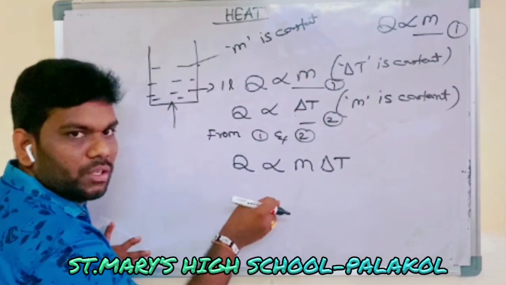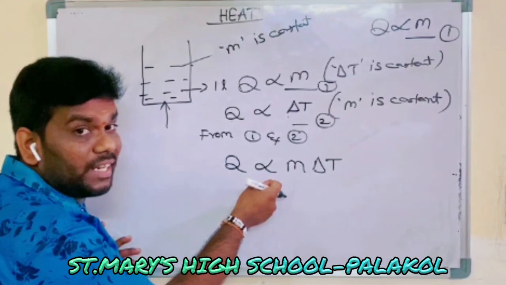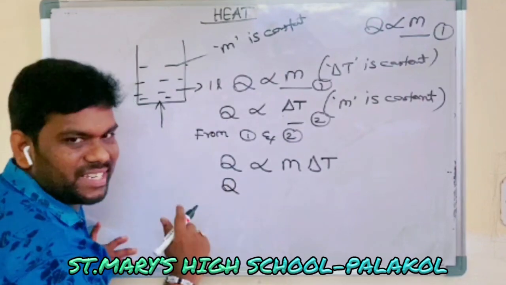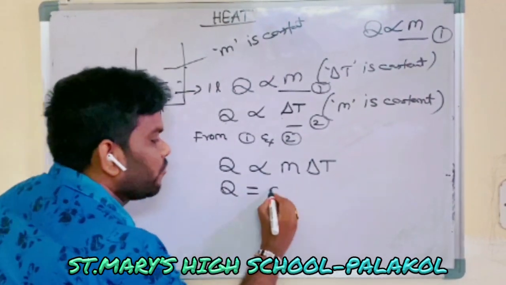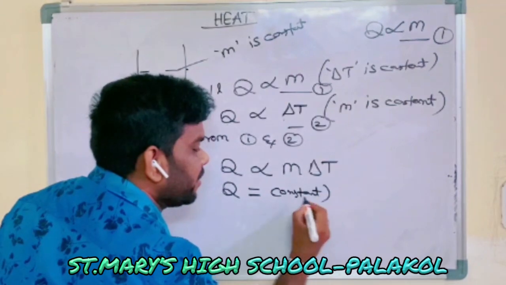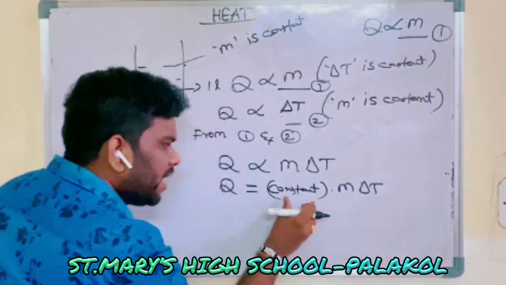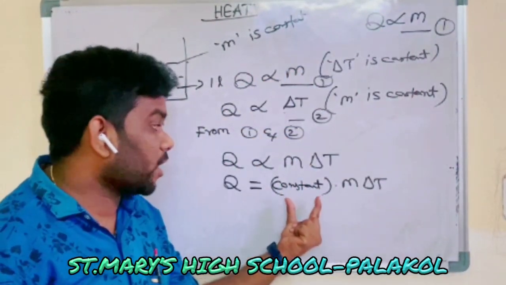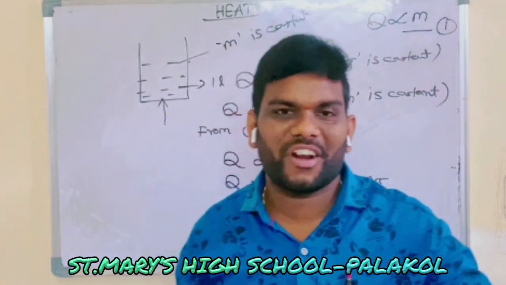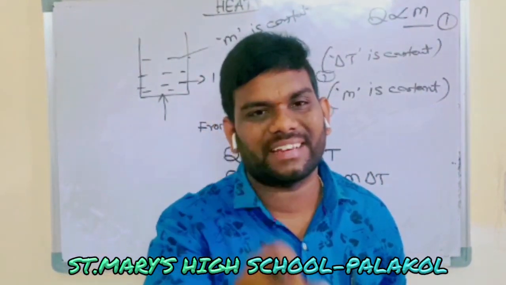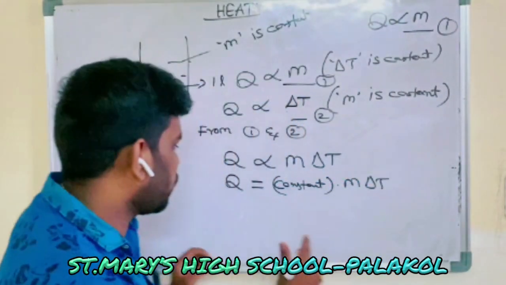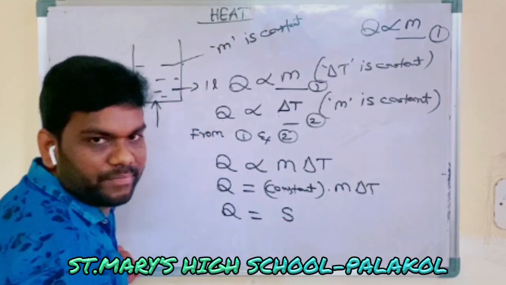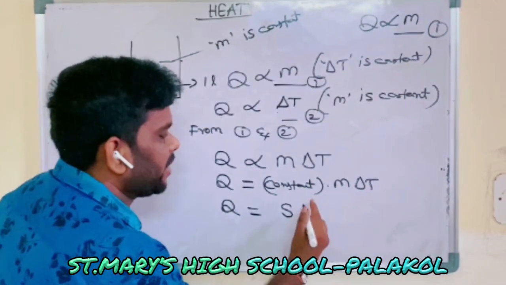So in our physics, we remove this proportionality and keep a constant in its place. So Q is equal to constant into M delta T. In this concept, from these two equations, the constant is called specific heat, which is denoted by the letter S.